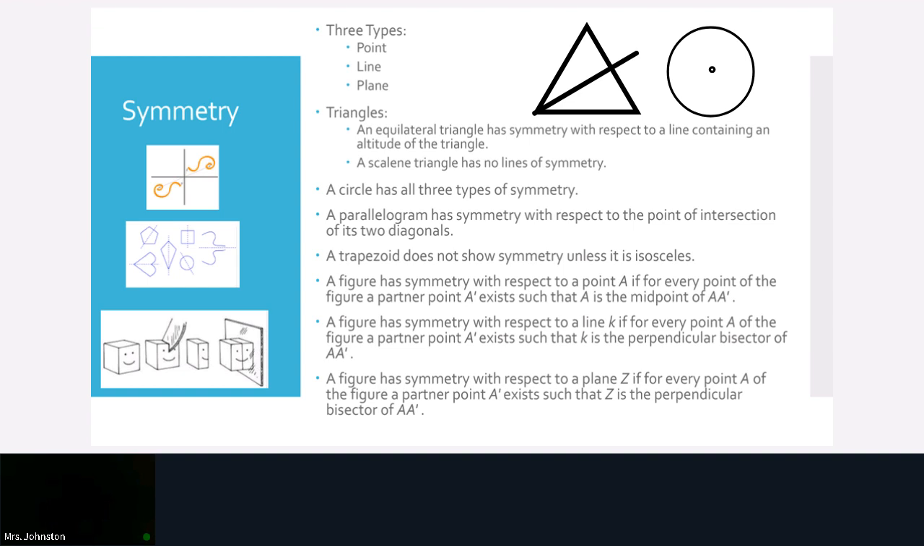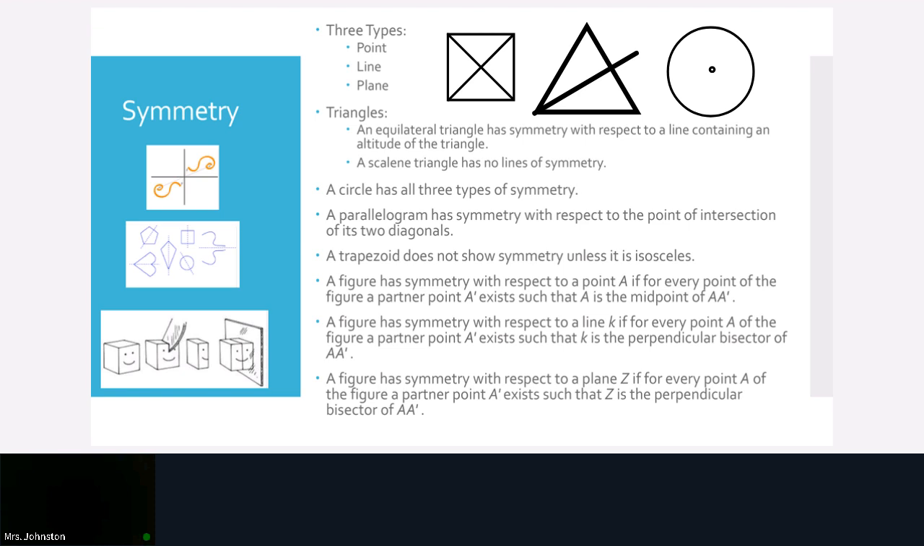A parallelogram can have symmetry with respect to the point of intersection of its two diagonals. So if the parallelogram were, say, a square, then the two diagonals that pass through it would bisect each other, and they would create a point around which this square could rotate. And it would have four positions where it could land exactly on top of its pre-image.